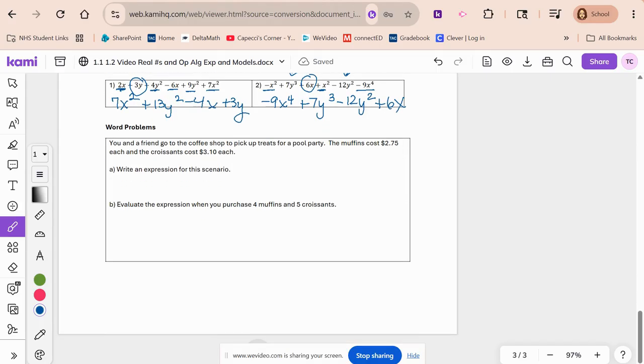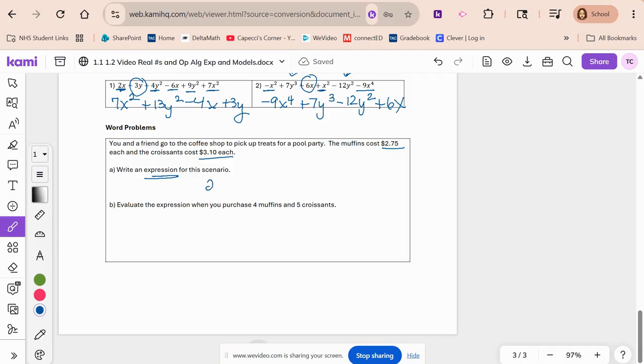Okay, and looking at my last problem here, we're going to look at a word problem. You and a friend go to the coffee shop to pick up treats for a pool party. The muffins cost $2.75 and the croissants cost $3.10. Write an expression. Now remember, when we're talking about an expression, we're not asking to solve for a value. We should not have an equal sign. So it says write an expression for this scenario.